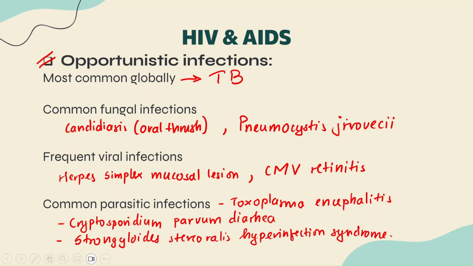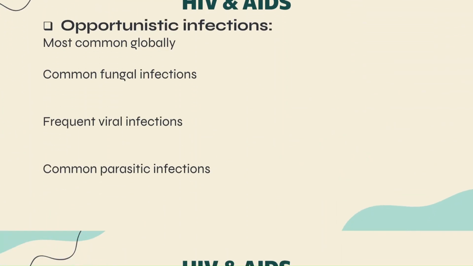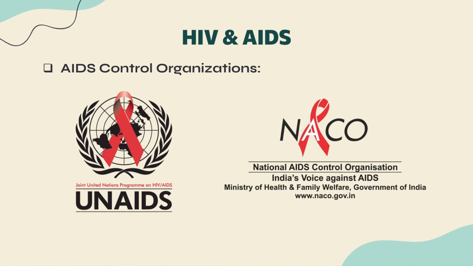So that was all with respect to the opportunistic infections under HIV and AIDS. It's very important to remember a few names under each category. It can be asked both in your theory as well as your viva. Next, we're going to have a look at some organizations with respect to AIDS, guys.